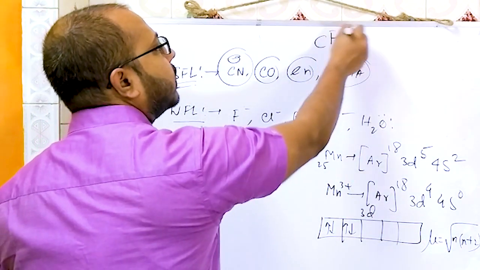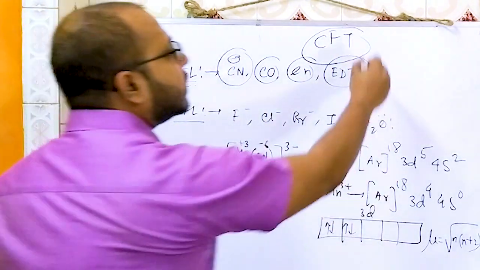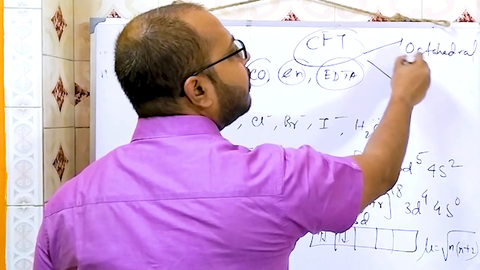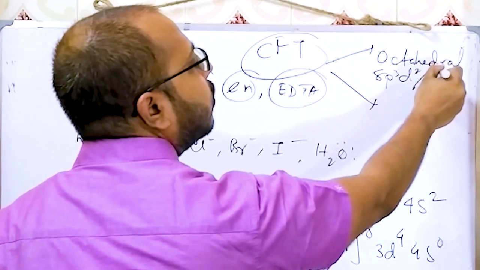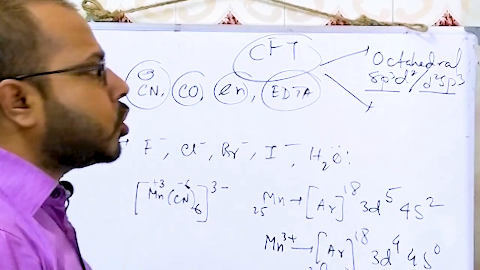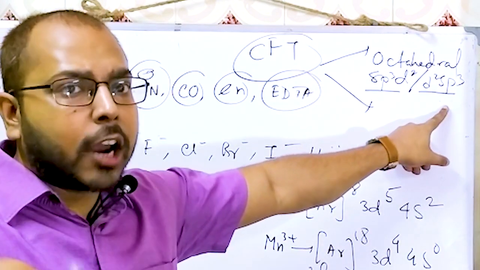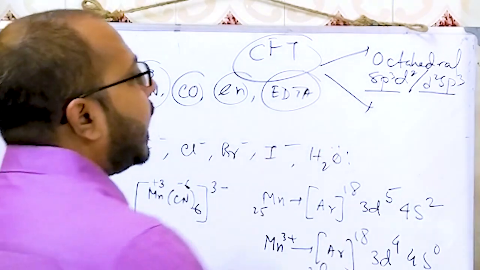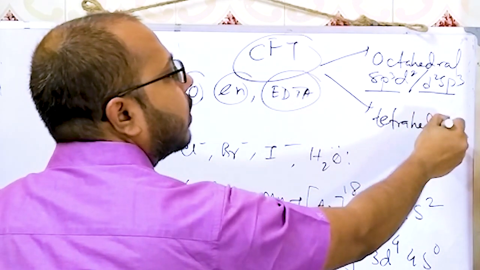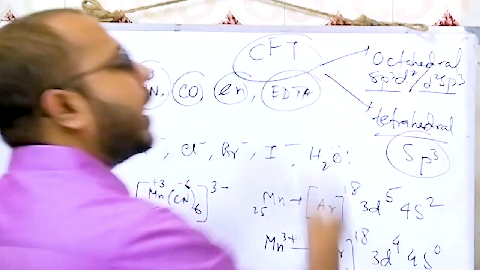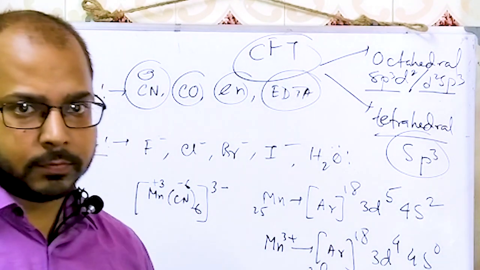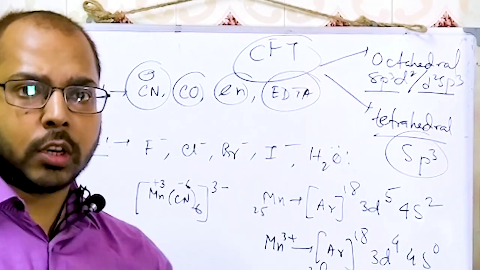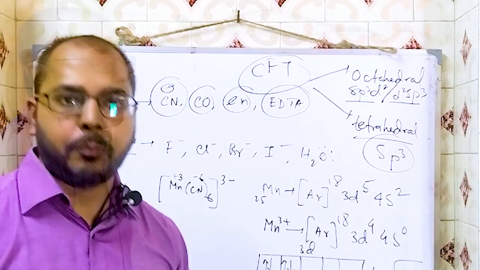So our topic today is crystal field theory, which can be classified into two parts. One is octahedral, where the hybridization may be sp3d2 or d2sp3. अगर strong field ligand है तो d2sp3 inner orbital complex, अगर weak field ligand तो sp3d2, no problem with that. Another one is tetrahedral, and hybridization would be sp3. Coordination number is 4, and in this case coordination number is 6. So let's start CFT of the octahedral part.